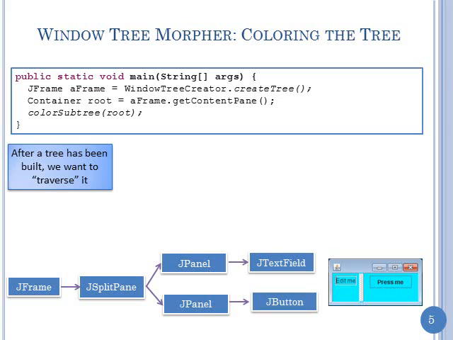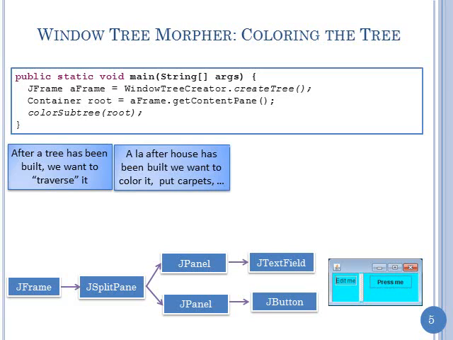And what I'd like to do is, once I've built this tree, go to every component in the tree, or every node in the tree, and paint it some color. That's it. So we've got a tree, and we want to now traverse it. I put traverse in quotes first to give you an intuitive idea of what this means. And this might mean that, say, after your house has been built, we want to color it. So you get all these contractors to come later and do things with your house, and put carpets, do things to it.